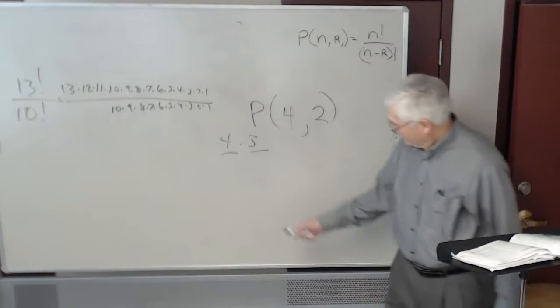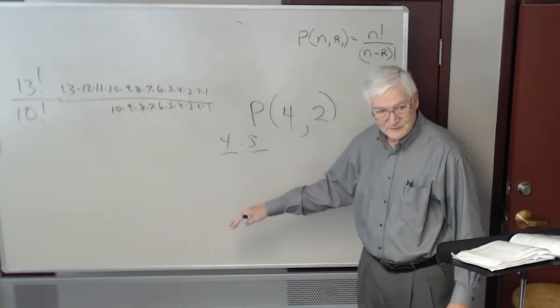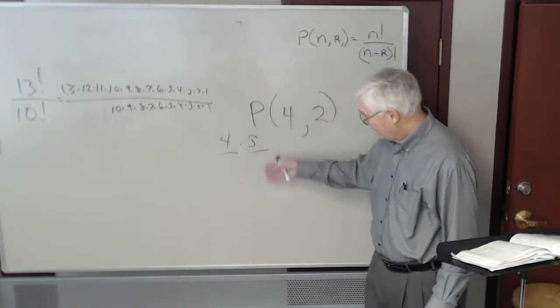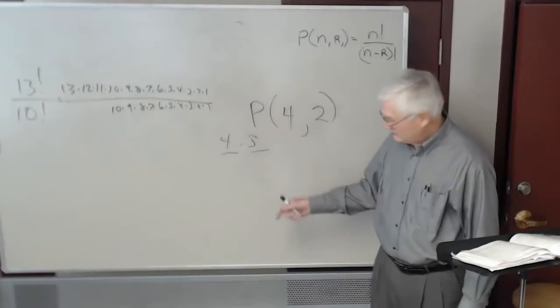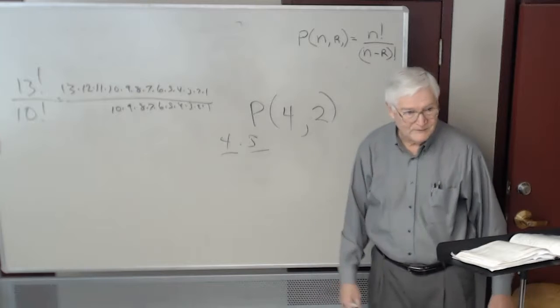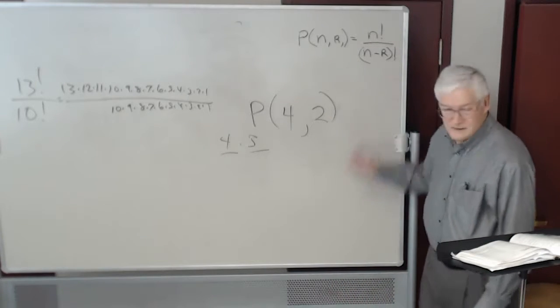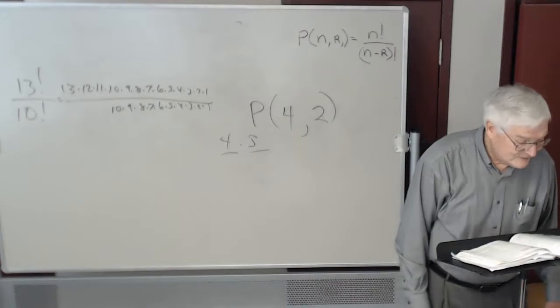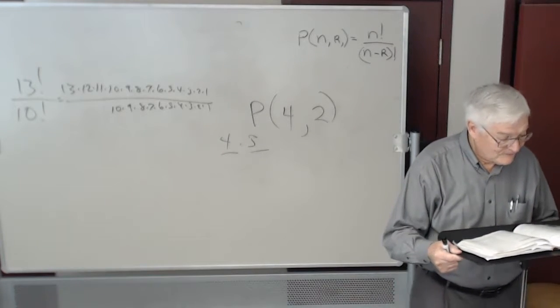The first king could be king of diamonds, king of hearts, king of clubs, king of spades. Once I get one, I have 3 of them left for the second choice. The sequential counting principle says 4 times 3 is 12. Or you can do the formula, since you have a factorial key on your phone.